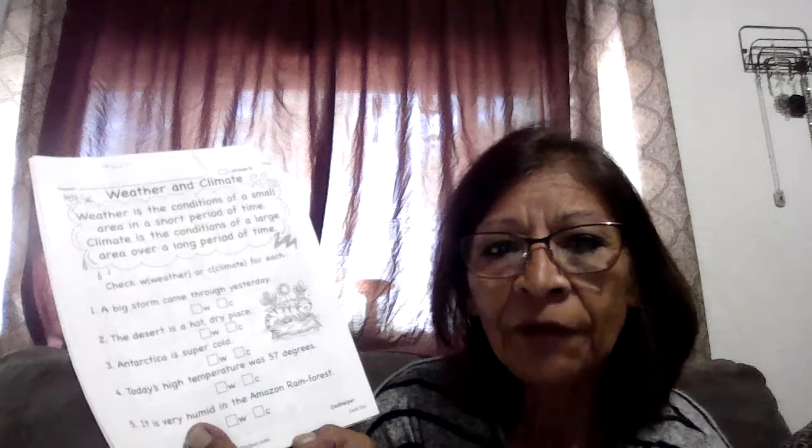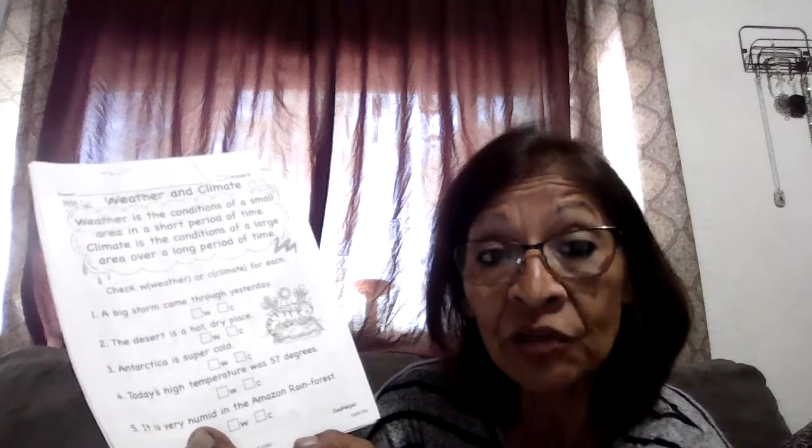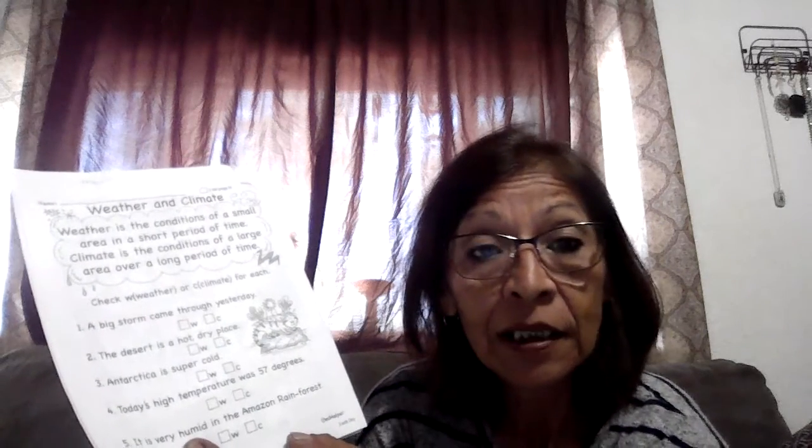It is very humid in the Amazon rainforest. We've learned that rainforests are very humid places. That's the climate of rainforests. Humid, a lot of rain, and so that one would be climate. Right here, it would be climate. Okay, so that is our lesson on weather and climate.